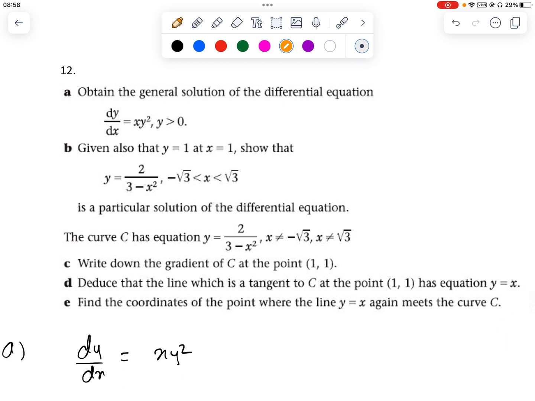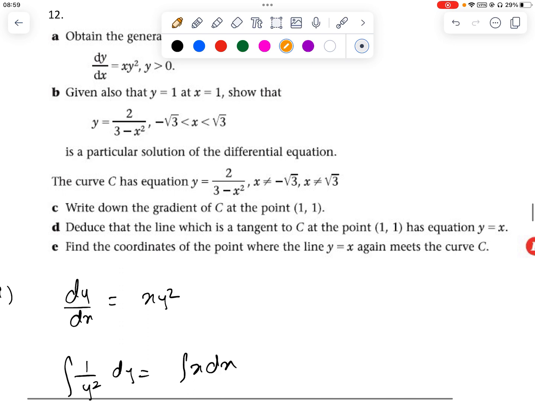The curve has this equation. Find the gradient of C at the point 1, 1. Deduce that the line which is tangent to C at the point 1, 1 has equation y equals x. Find the coordinates of the point where y equals x meets the curve again.